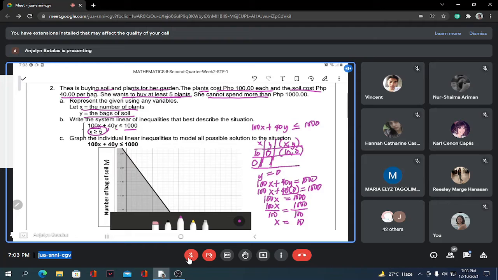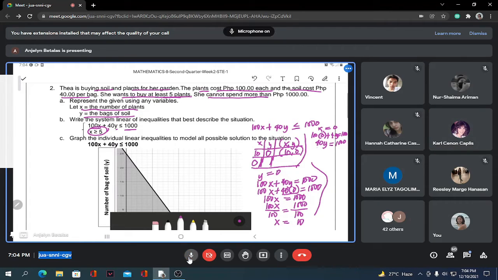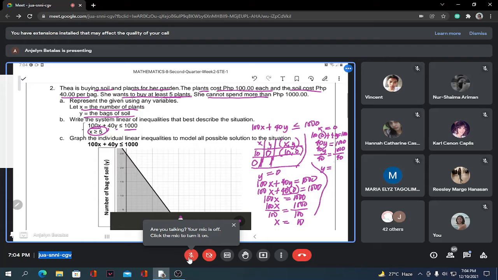Next, if x is 0: 100 times 0 plus 40y equals 1,000. So 100 times 0 is just 0, leaving 40y equals 1,000. What do we do next? Divide by 40. So therefore, y is 25. So the point is (0, 25).